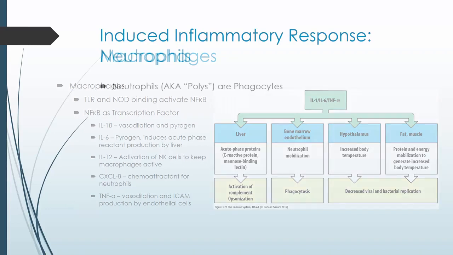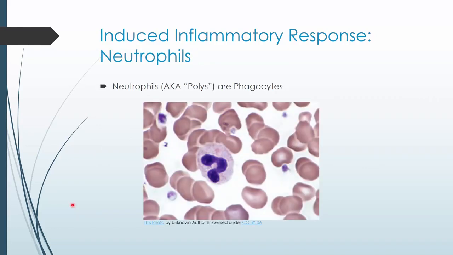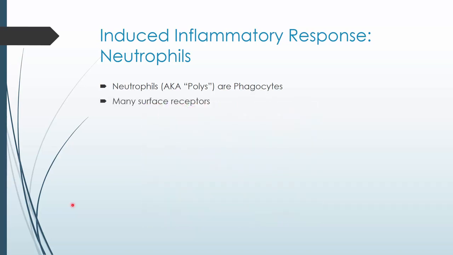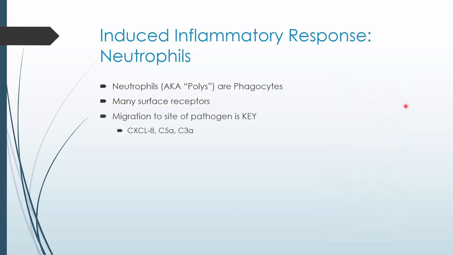So now let's talk a little about neutrophils. Neutrophils, aka polys by all the pathologists, are phagocytes, and they look like this. They're polymorphonuclear. And they also contain many surface receptors. Like with the macrophages, the names of the receptors are not super important. What is important is to know that if those receptors interact with the pathogen, it induces phagocytosis. Okay. Additionally, a key point of neutrophils is that they must migrate to the site of infection.